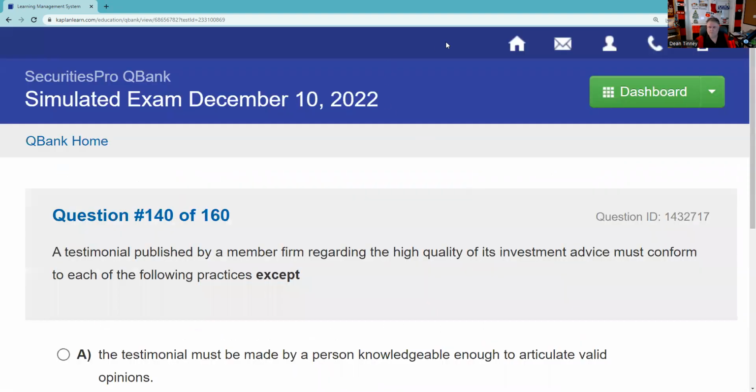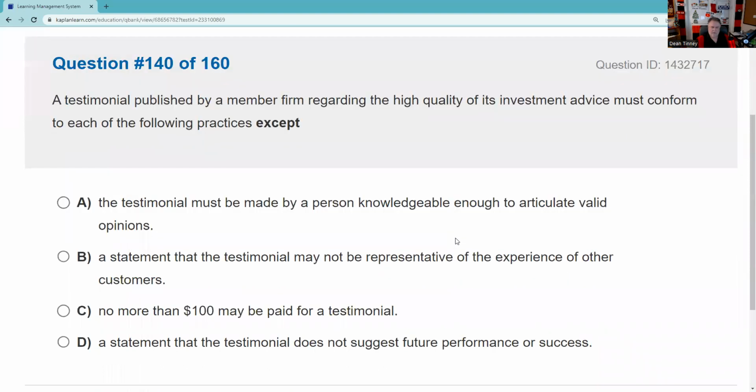140. A testimonial published by a member firm regarding the high quality of its investment advice must conform to each of the following practices, except no more than $100 may be paid for the testimonial. Oh, that's the except. C.